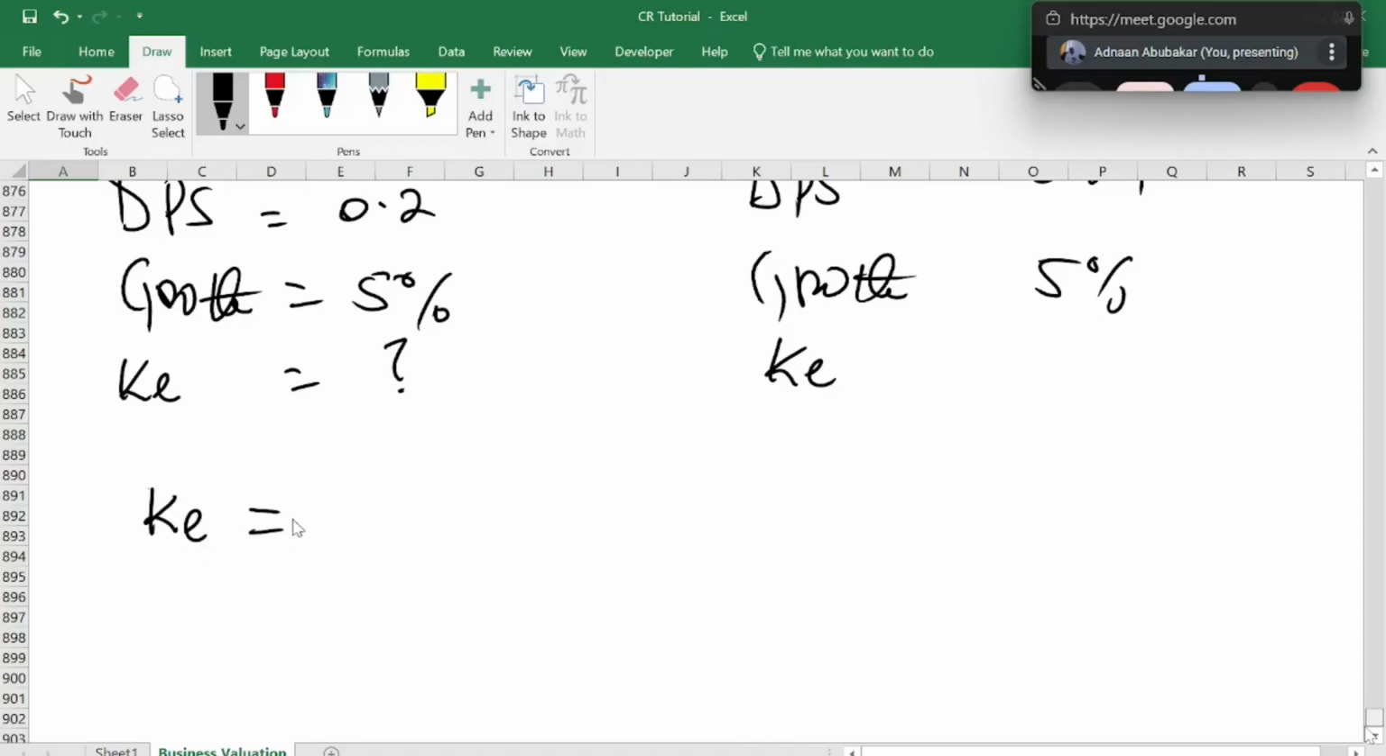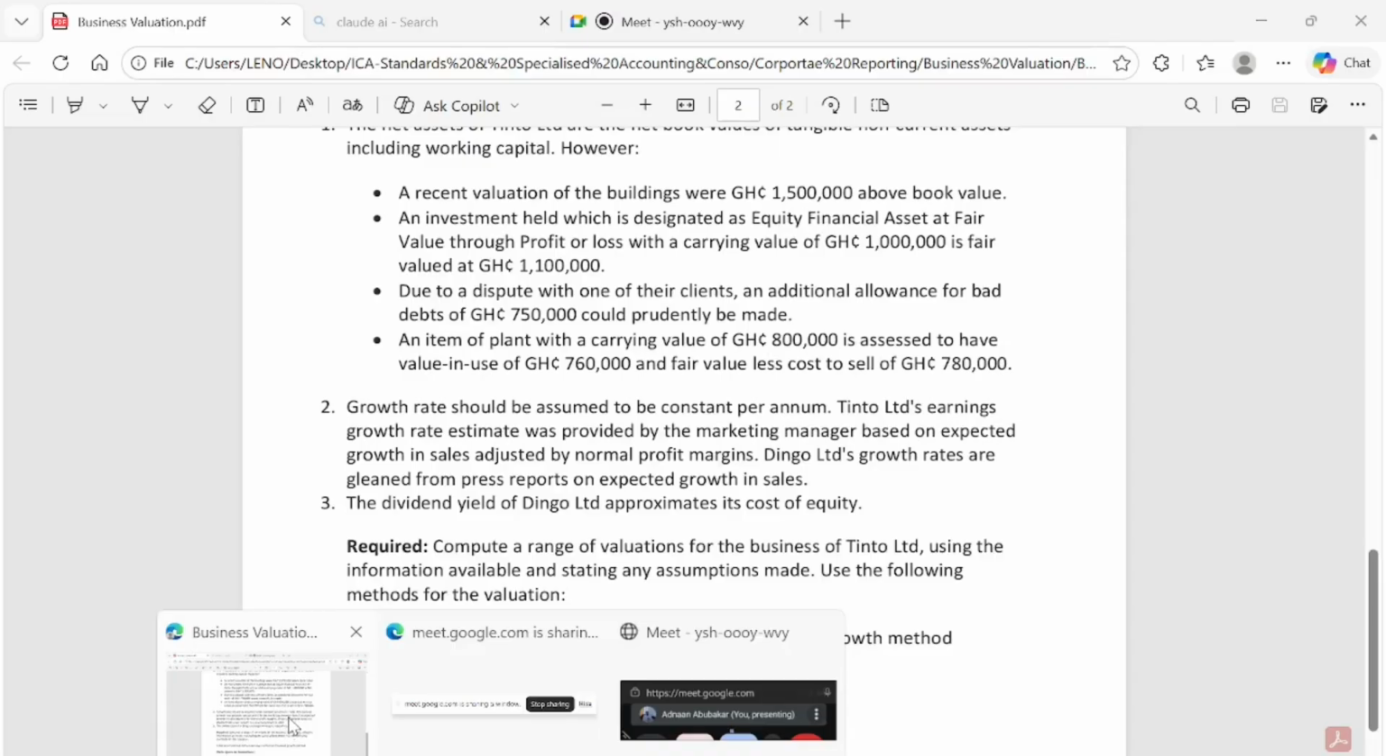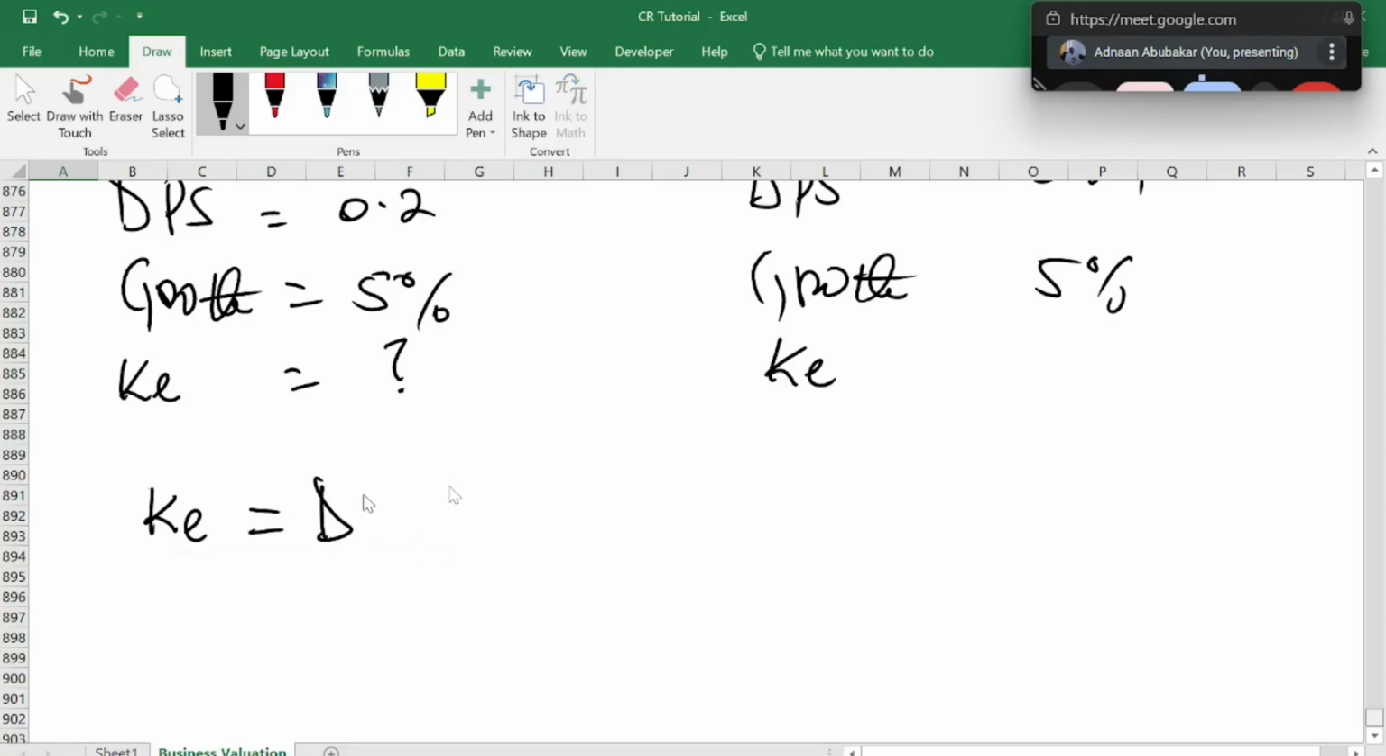KE is equal to, what did they say? RF, approximate dividend yield. Yes, there's a dividend yield of Dingo Limited; it approximates its cost of capital. Have you understood that statement? They are saying that KE for Dingo Limited, the one in the industry, is equal to the dividend yield. Do you understand now?